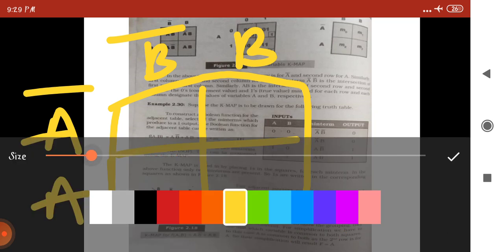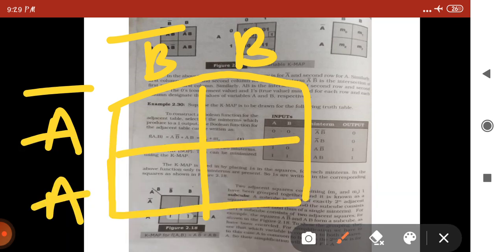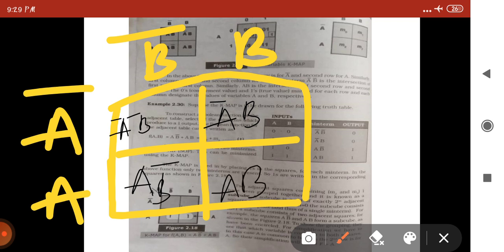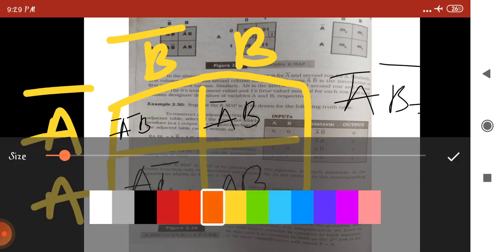Yes, A bar A, B bar B. A bar B bar, A bar B, A B bar, A B. A bar B bar means what? 0 0. Let us write it.